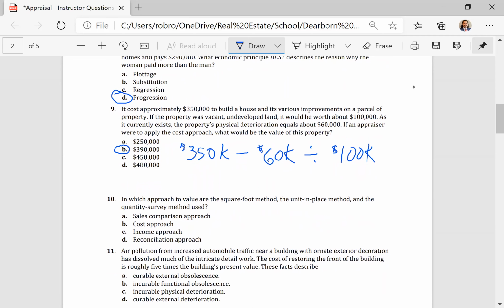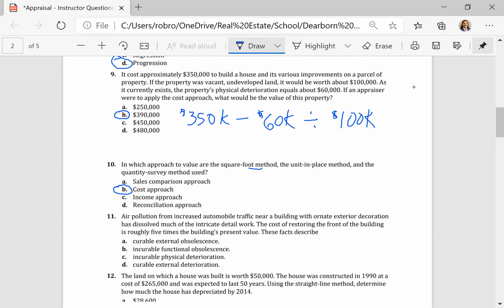Number 10, in which approach to value are the square foot method, the unit in place method, and the quantity survey method used? We didn't talk a lot about this, but basically that's the whole thing about the cost approach. Figuring out how much per square foot the property is worth and so forth. So 10 is B as in boy. It should talk a little bit about it in your yellow book.